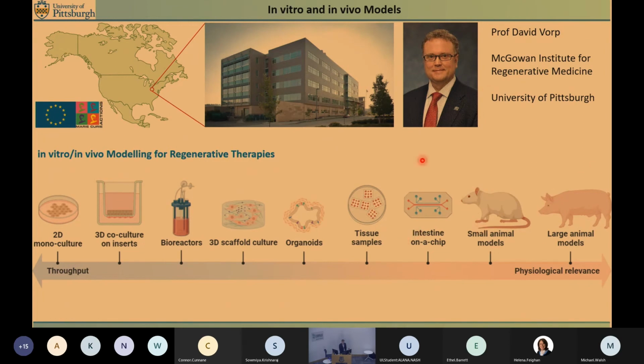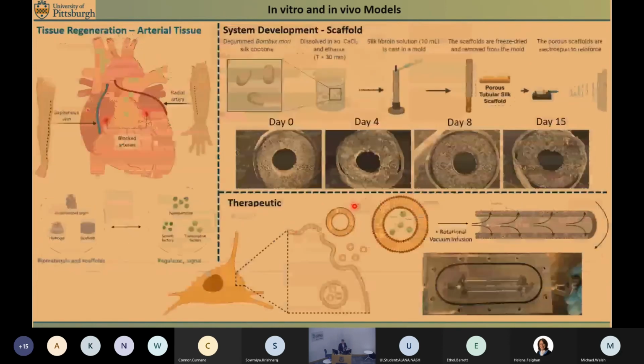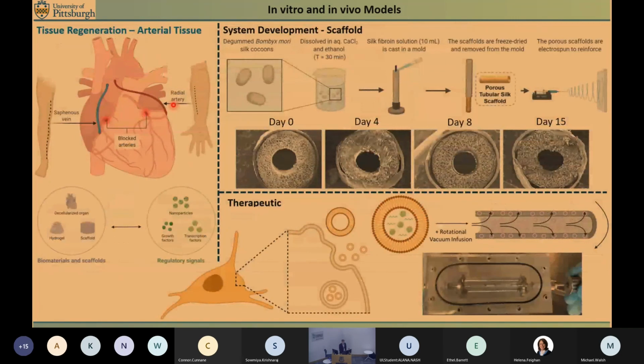The Vorp lab was very good at using these models to assess regenerative therapy. So I'll first talk about the actual regenerative therapy itself. It was actually back to arterial tissue. When you have a blocked artery in your heart, a bypass surgery happens if a stent or an angioplasty won't work. What you're typically doing to bypass these is taking a saphenous vein from the leg or a radial artery from the arm. Now, a lot of patients won't have an appropriate vein or artery because the conditions of those can vary. Also, they might have previously harvested these for another purpose.